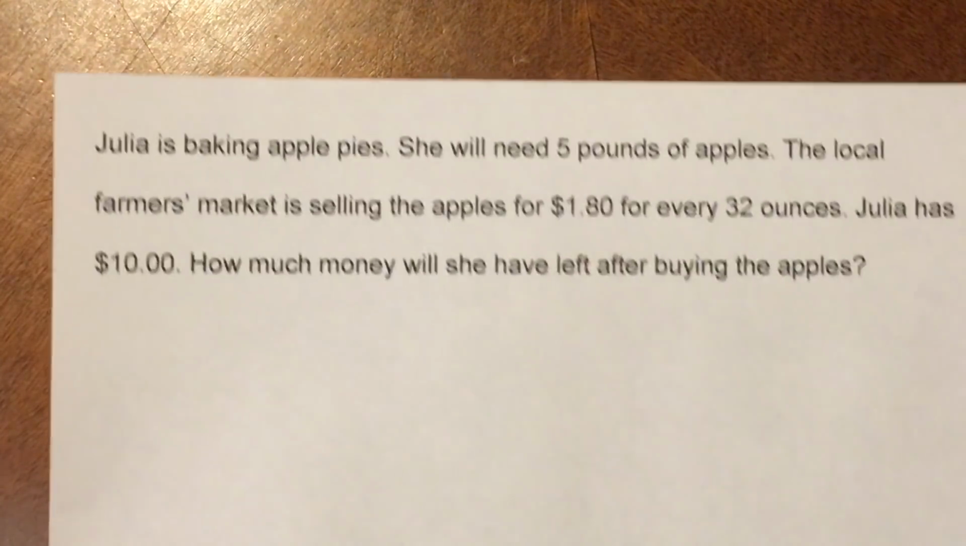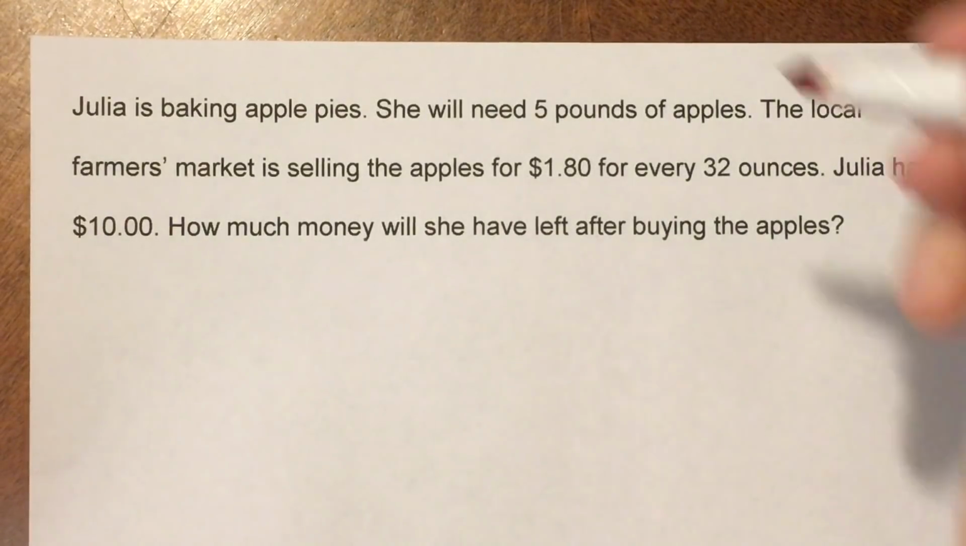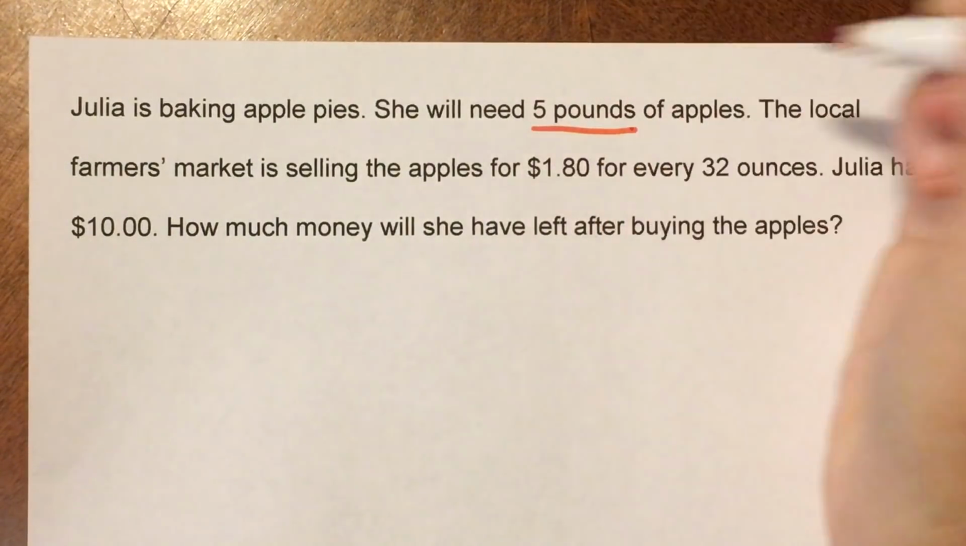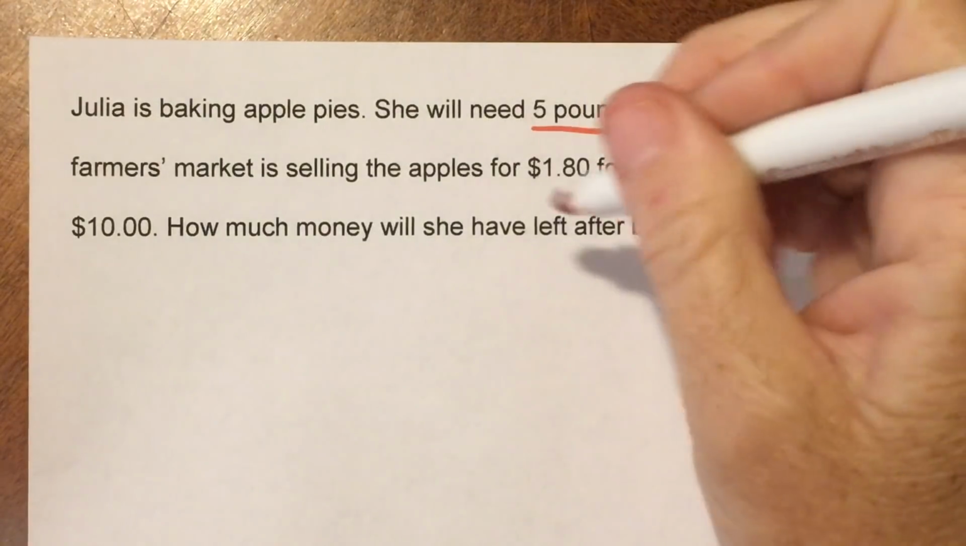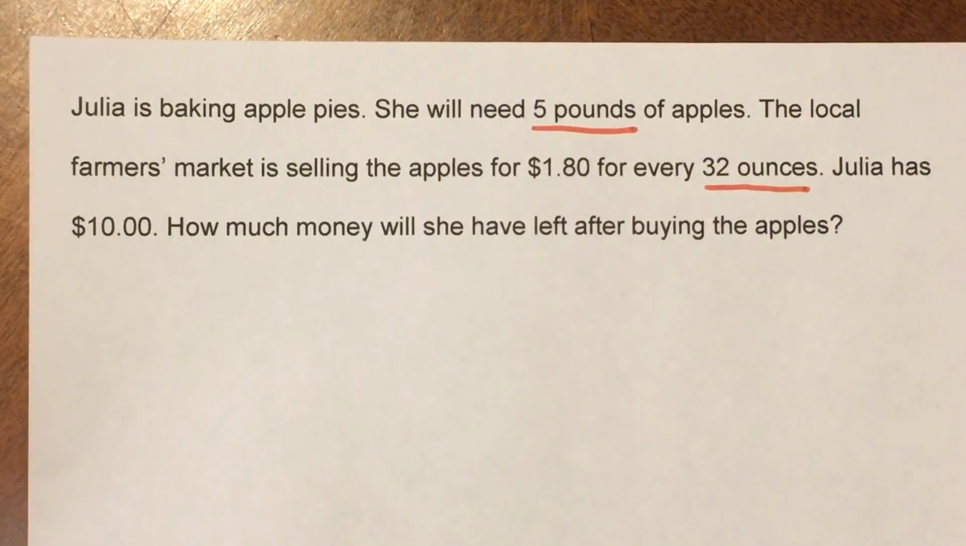My first one looks like this. It says, Julia is baking apple pies. She will need 5 pounds of apples. The local farmer's market is selling apples for $1.80 for every 32 ounces. Julia has $10. How much money will she have left after buying the apples? Okay, so what I saw is I see 5 pounds, and then I see that they're being sold $1.80 for every 32 ounces.